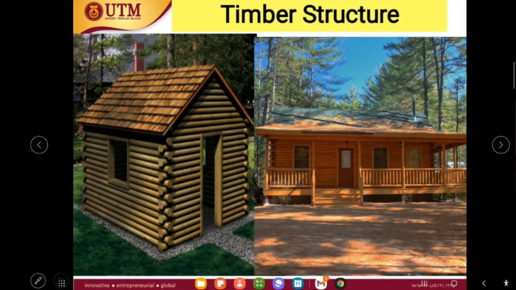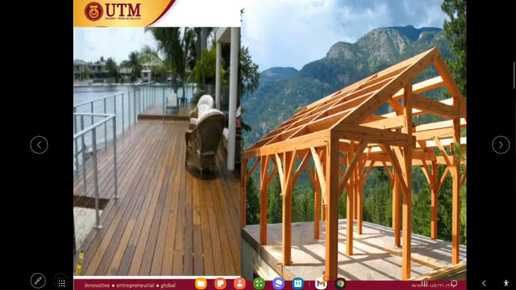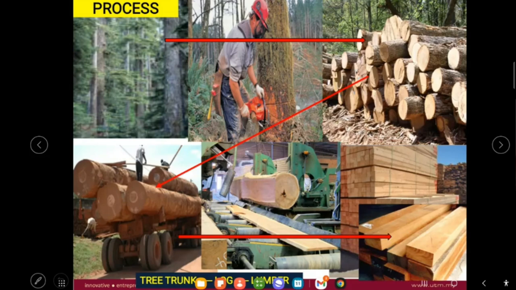And you can say the applications are many, but especially in houses, and then some joinery, and so forth. So the process is: get the tree from the forest, cut the tree into logs, like what I have already mentioned earlier, transport the logs to the manufacturing site, and after that, they will cut it into lumber.